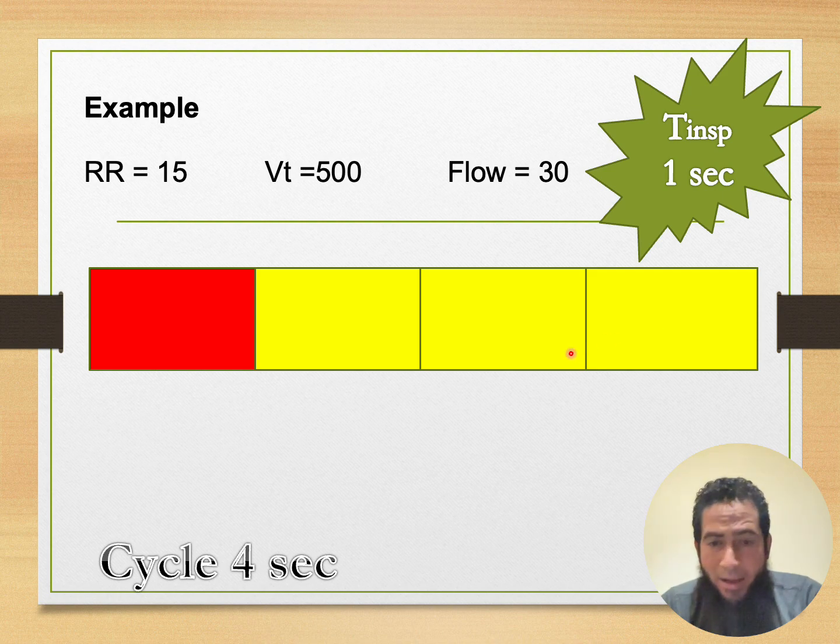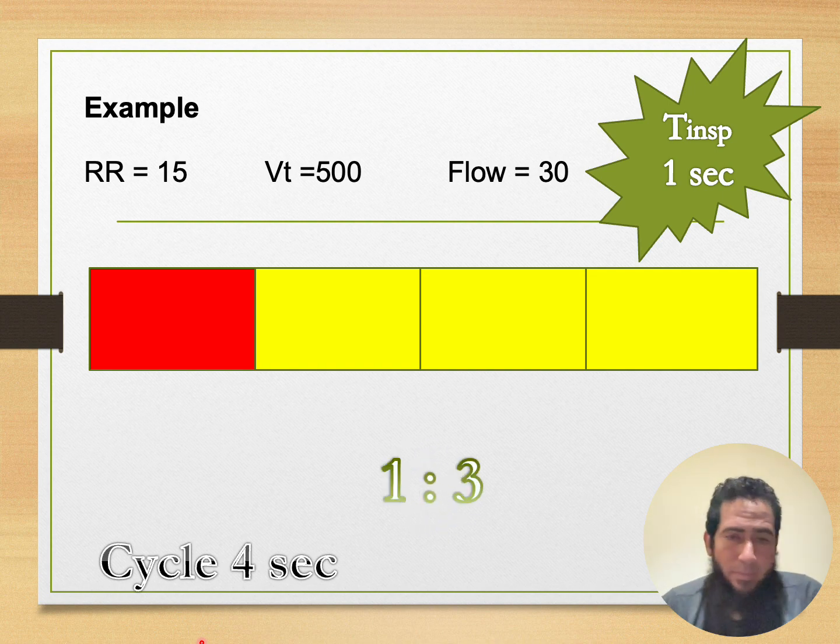So the expiration time would be 3 seconds. Inspiration will be 1 second. So the IE ratio will be 1 to 3. Okay, so this is actually how to adjust the IE ratio.